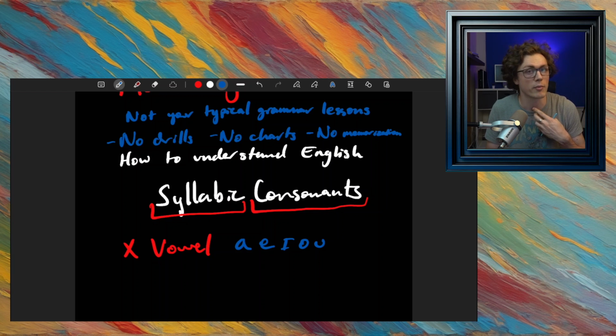Some might have voicing, right? So zzz is still a consonant, it's buzzing, and you can feel it buzzing in your throat, but it's not an open vowel sound. So those are vowels and consonants, right?